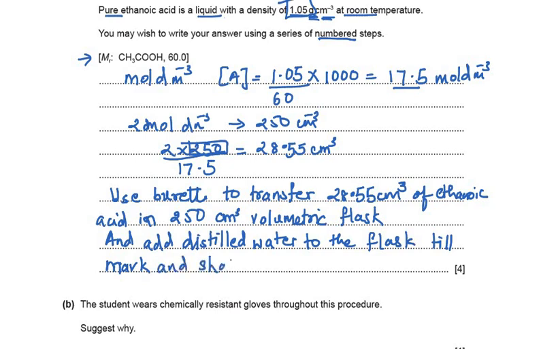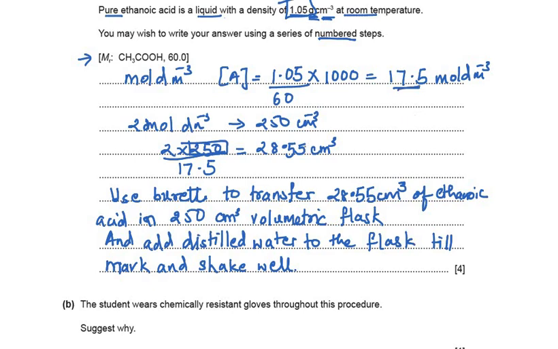That is the main process which we are going to do, and shake well. This is how we make the solution. What we did, you can see again, is change the density of grams per centimeter cube into moles per dm cube. So we got 17.5 moles per dm cube.